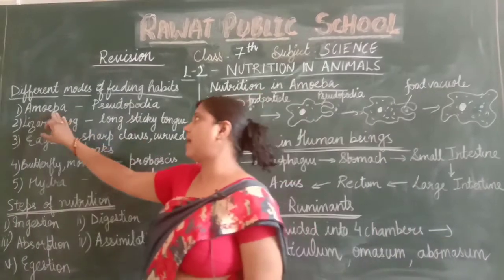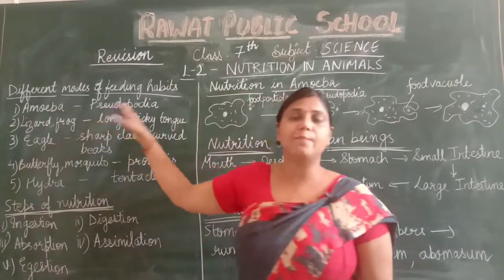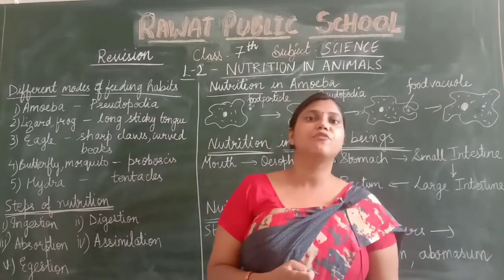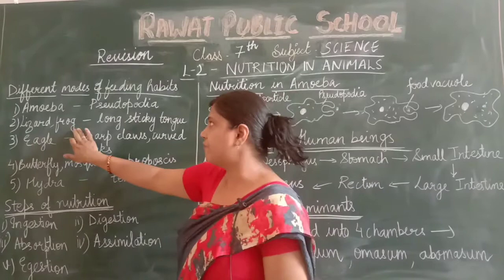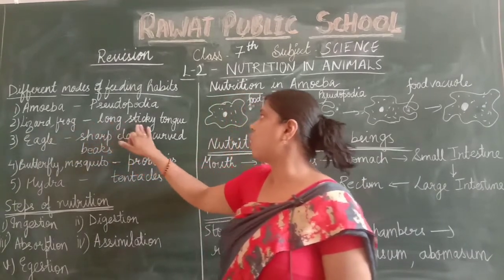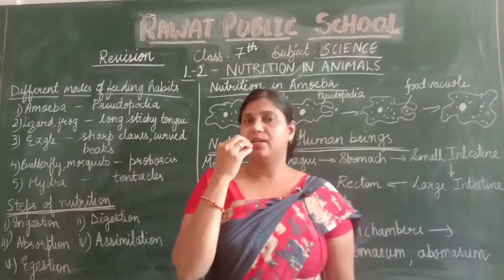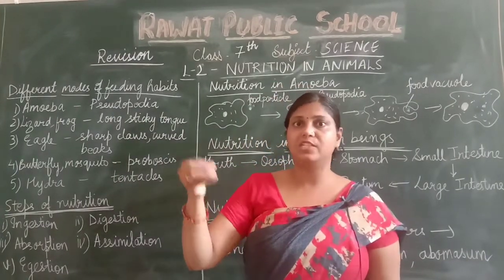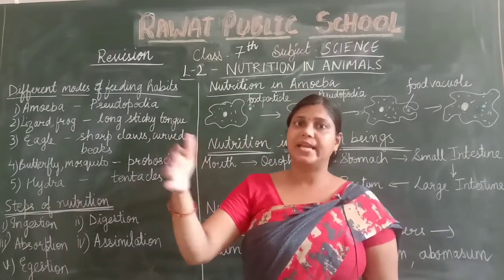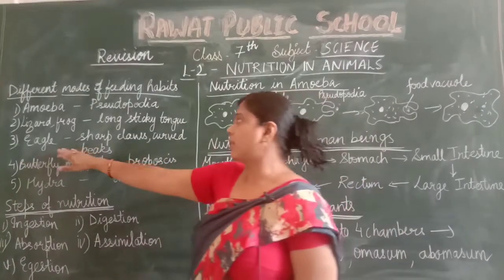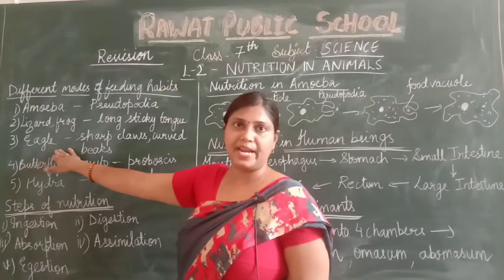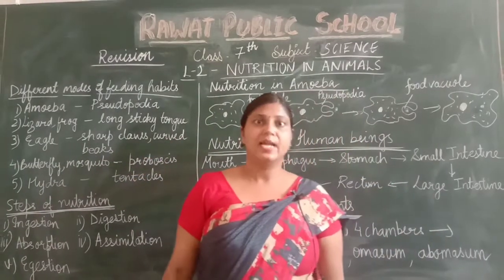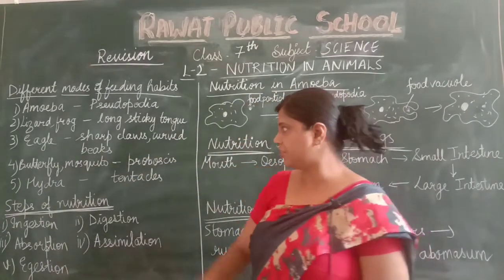Such as amoeba. Amoeba has pseudopodia by which it takes its food. Lizard, frog and chameleon have a long sticky tongue. They take their tongue out and whenever an insect sits on it, they take it in. Now eagle, birds of prey like eagle, have sharp claws and curved beaks by which they obtain their nutrition.